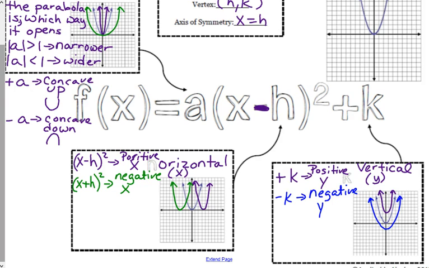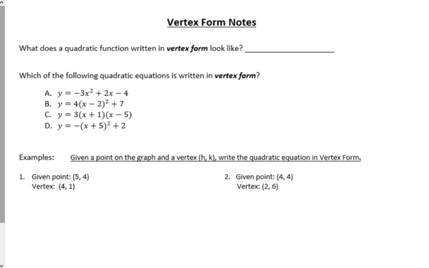Now we're going to see how we can turn information into vertex form. So from a graph, it's reasonably easy. You just find the vertex and two other points, run it through a quadratic regression, and you're good. We need 3 points. So here we have, what does a quadratic function look like in vertex form?